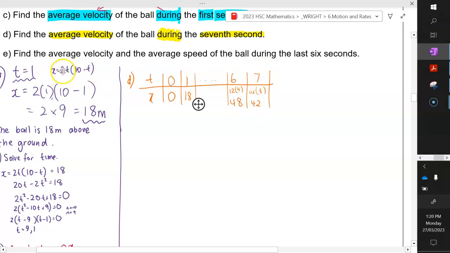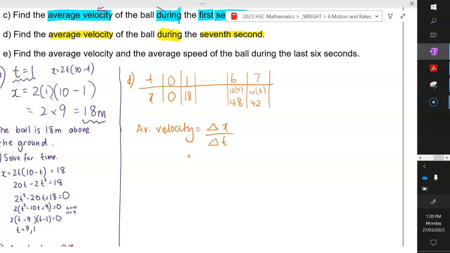So I got 6 times 2 is 12 times, what do we got? 12 times 6. Sorry, not 12 times 6, 12 times 4, because 10 minus 6 is 4. Pop 7 in, I've got 14 times 3. So I've got 48 and 42 as my distance from where I started when I threw my ball up. So we're looking again at average velocity. My average velocity is equal to my change in displacement on my change in time.